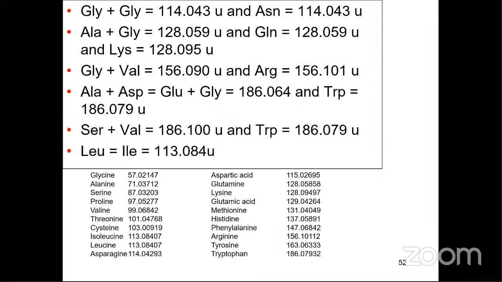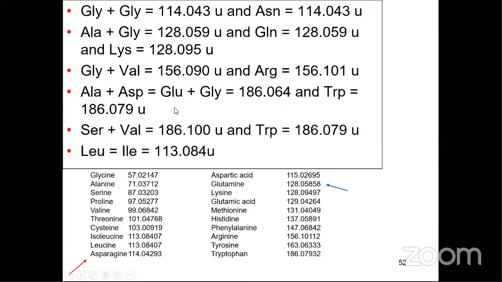Another important point is, as you can see here, glycine plus glycine is 114.043, and asparagine is also 114.04. So you are in trouble, because we don't know whether it's glycine plus glycine or asparagine. Again, alanine plus glycine is 128, but it can even be glutamine, which is also 128.05, and then lysine is 128.095. So those problems are there.